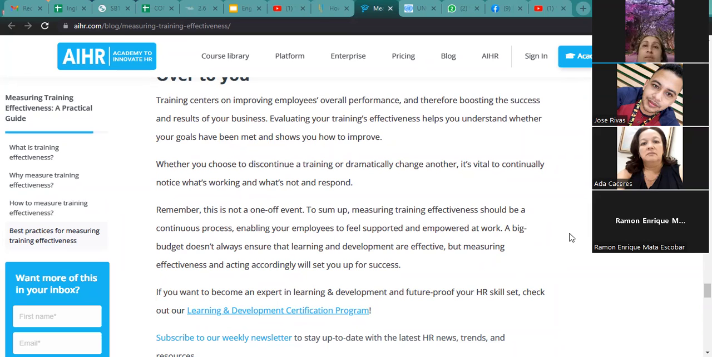Okay. Yeah, I mean, this is something that we need to check whenever we are delivering a training. It's vital to check what's working and what's not and act on that. And one of the best ways for a company to act is to deliver the training and to measure what's going on. Good.